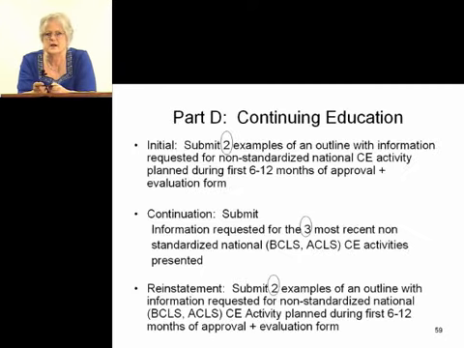All right. This is where they're just a little bit different. If you're an initial submitter to be a provider, we ask you to submit 2 examples of an outline with information requested for non-standardized national programs that you plan to do during the first 6 to 12 months of approval.